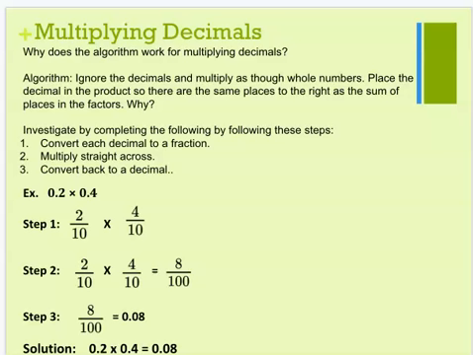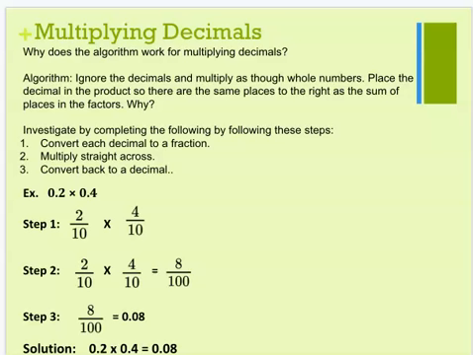Let's investigate this further. So multiplying decimals. Why does the algorithm for multiplying decimals work? So this is probably your standard algorithm for multiplying decimals. Ignore the decimals, multiply as if they were whole numbers, then place the decimal in the product so there's the same places to the right as the sum of the places in the factors. Why does that work? Let's take a look at an example. So on this problem, I want you to convert the decimal to a fraction, multiply straight across, and then put it back in a decimal.